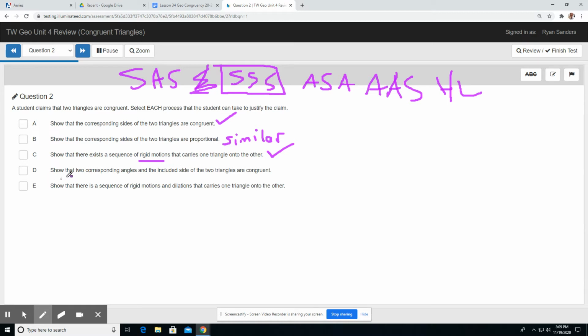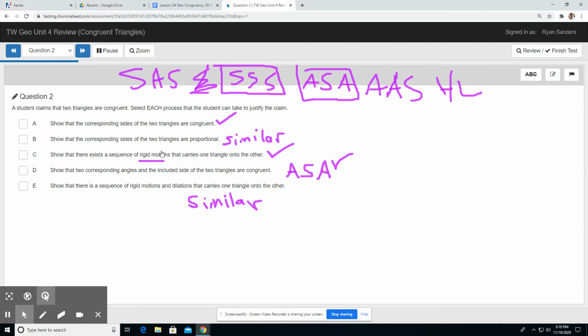Yep. Show that two corresponding angles and the included side, that means it's in the middle. Two corresponding angles and the side included in the middle of the two triangles is ASA. Yep. And show that there is a sequence of rigid motions and dilations that carries. No, that's your similar again. So our answer: A, C, D.